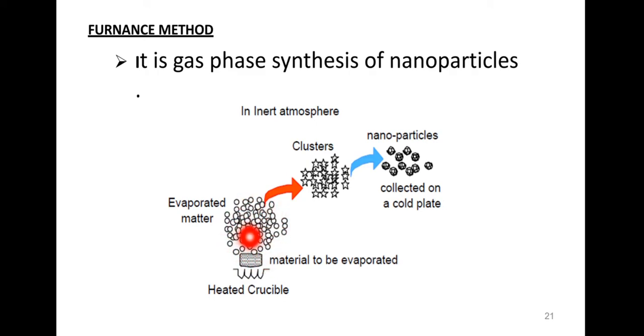After giving the heat to the material, evaporation takes place, that is evaporated matter. Then that evaporated matter gets clustered, gathered together here, and then finally those particles are converted into nanoparticles, and these particles are collected on a cold plate. So it is a furnace method.